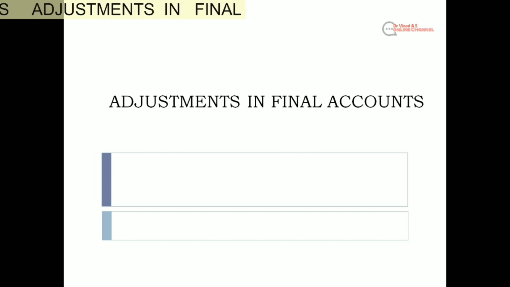Hi friends, today we are going to discuss the important adjustments in final accounts. How to make the calculations of important adjustments in final accounts? What are the major adjustments that will be there while preparing the final accounts, that is, the trading and profit and loss account and balance sheet?